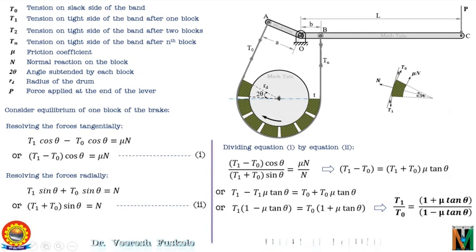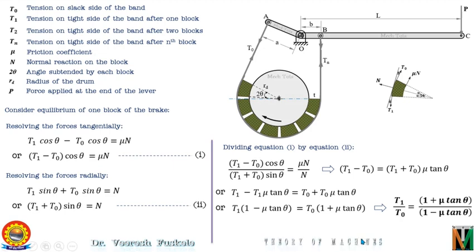Further, P can be calculated by considering the free body diagram of the lever and taking the moments of the forces acting on the lever about the fulcrum. This we have already seen in the previous lectures on band brake, both in case of simple and differential band brake. So using that method, you can calculate the force P that is to be applied at the end of the lever. So this is all for today's lecture.